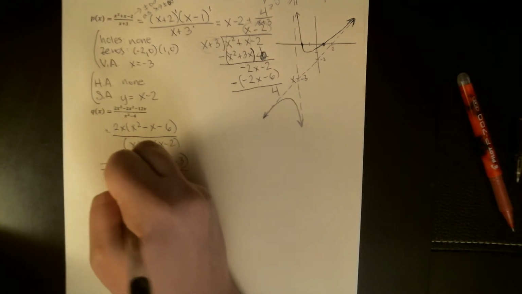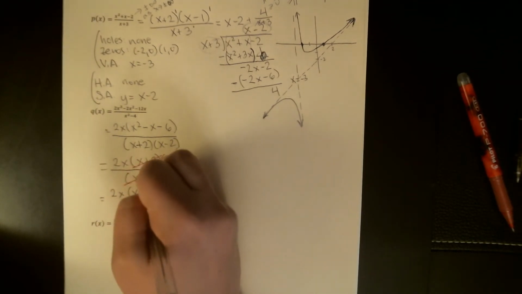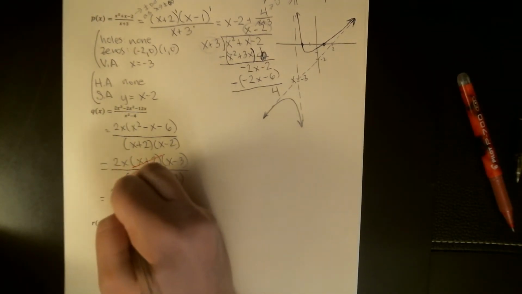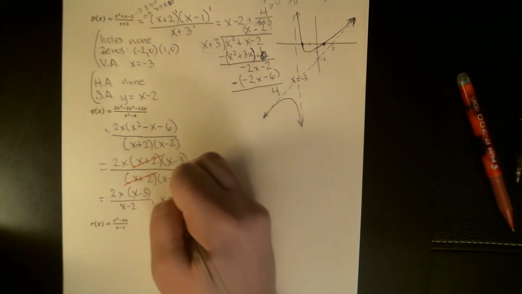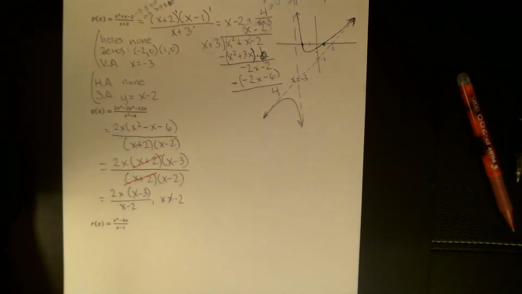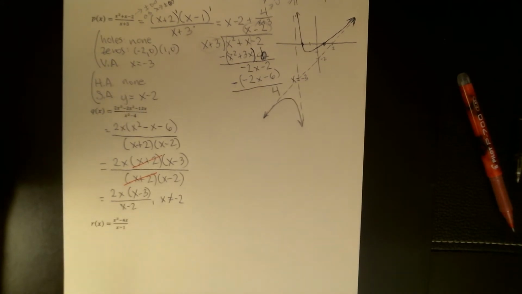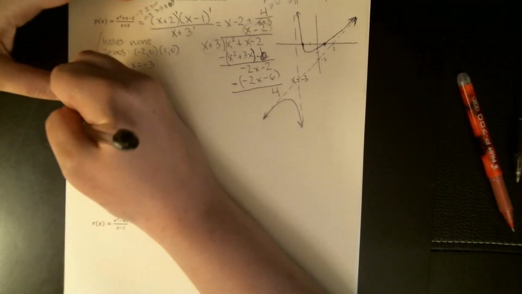I'm going to cancel that out. This is going to look just like 2x times x minus 3 over x minus 2, except I want to make sure that I leave out x equals negative 2. So there will be a hole at x equals negative 2. Ooh, I'm going to get scrunched here. I have too much work to do. Let's see, I'm going to make my list over here.